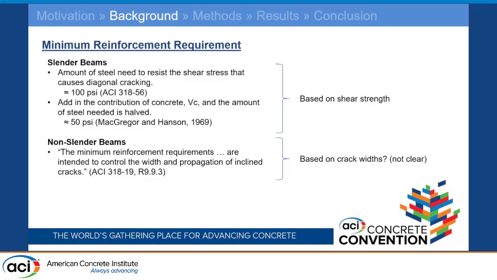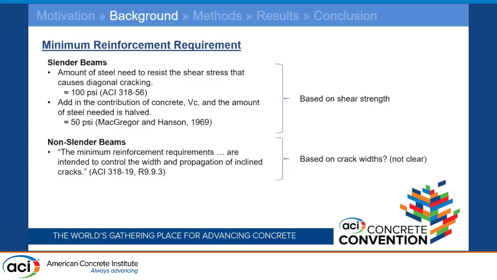So that's 100 psi, which, these are a little bit older slides here. 100 psi is 2 square root f'c if f'c is 2,500 psi, which is the minimum value in ACI. Just like how we say Vc is equal to 2 root f'c, the amount of steel needed to resist the shear stress that caused diagonal cracking was also 2 times the square root of 2,500 psi, which is the minimum concrete strength we can use. In 1969, according to McGregor and Hanson, that requirement was reduced to 50 psi.